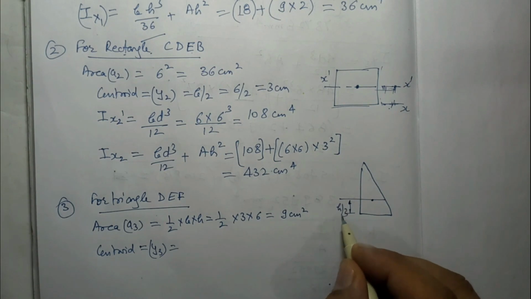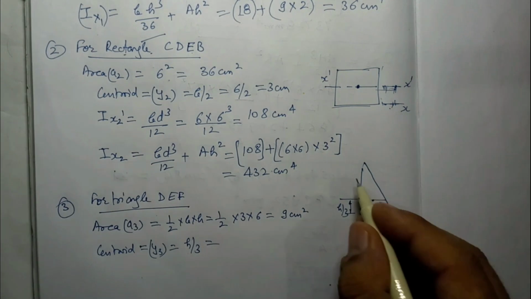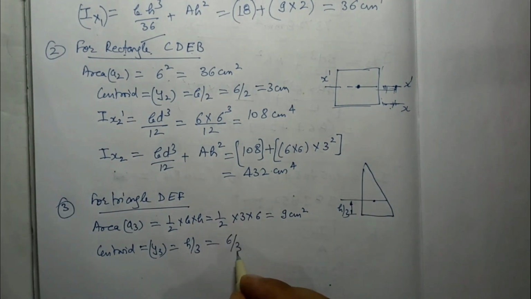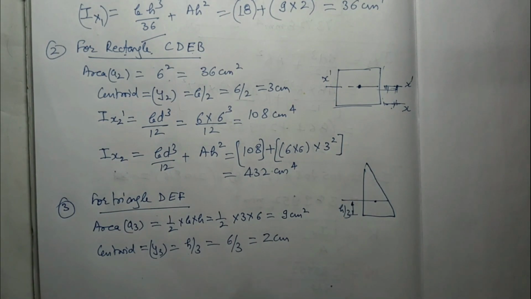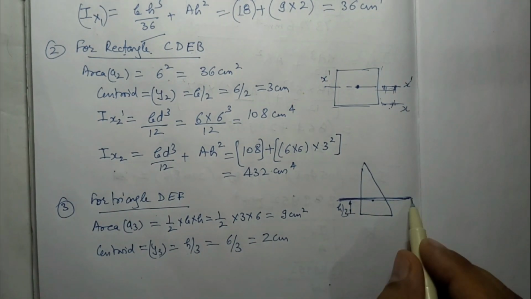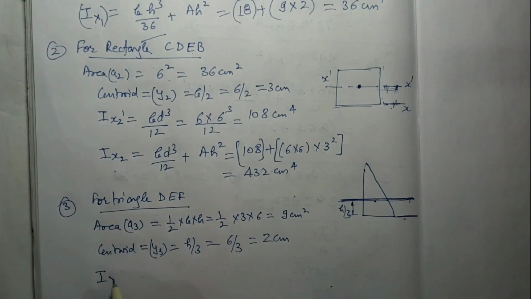This is h by 3, we know that directly, so we can apply that. H is 6, so 6 by 3 is directly 2 centimeter. That is the centroid. Moment of inertia about the center of gravity axis, then we will shift to the x-axis. Same as what we have done in the first case.